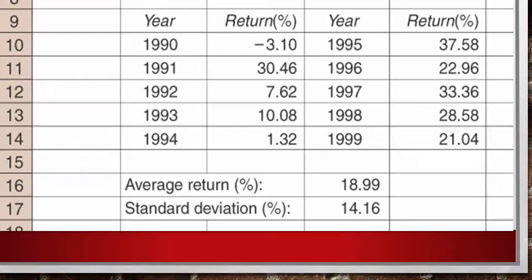The average percent return works out to be 18.99%. The standard deviation turns out to be 14.16%. We'll talk a lot more about standard deviation throughout the rest of this course. Standard deviation is a measure of return dispersion. If you like to shoot shotguns, think of it as being a way to measure the dispersion of the pattern. Whether or not you have a wide pattern or a narrow pattern matters a lot when you're shooting shotguns.